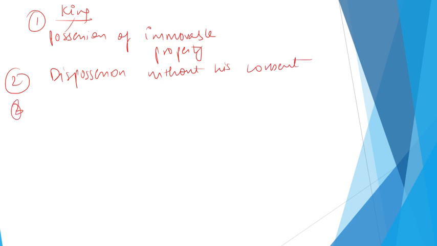And this dispossession which is happening is dispossession not with due course of law. There is no due course of law which they have followed.